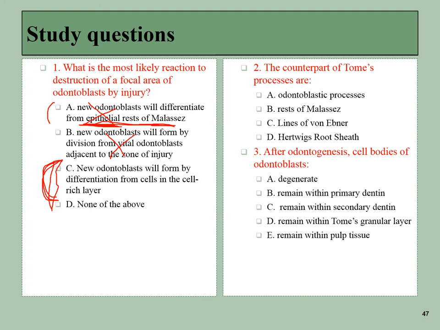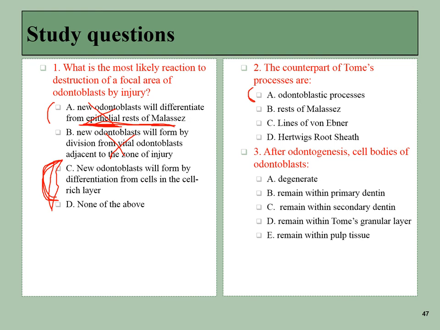Okay, next question. The counterpart of Thome's processes. I don't like this question, because Thome's process is found in an ameloblast, which is an epithelial cell. I think the answer that they're looking for here is the odontoblastic process, which is a long squiggly tube found in a cell that's part of a connective tissue. I really would not consider that a counterpart at all, but I guess functionally they're kind of counterparts. It's just their embryological lineage is not similar at all. So let's just run with it. That's the best answer there.